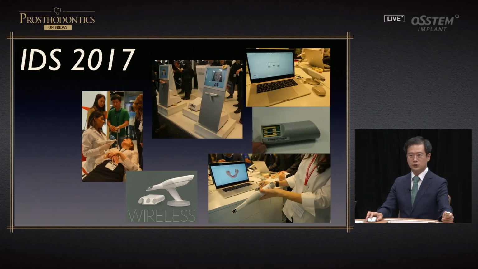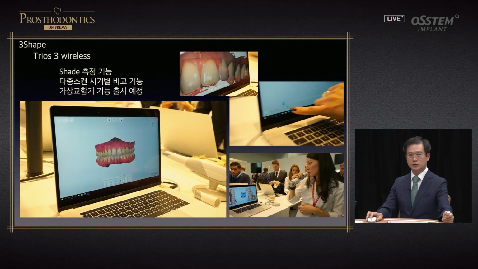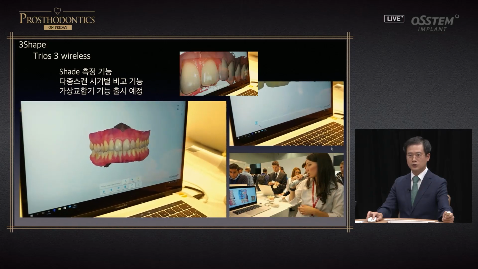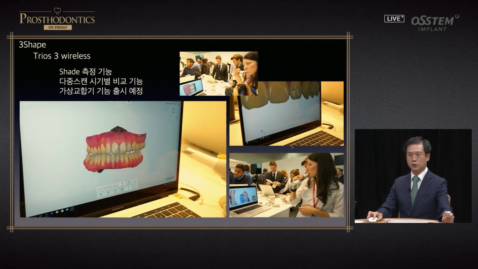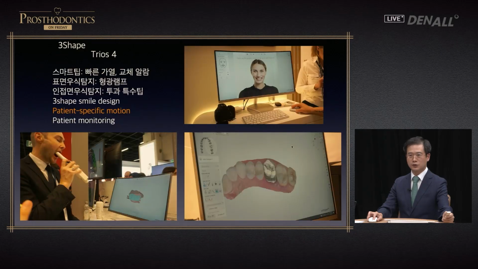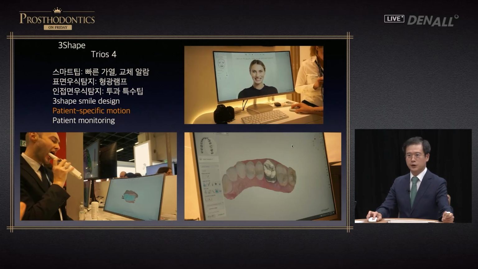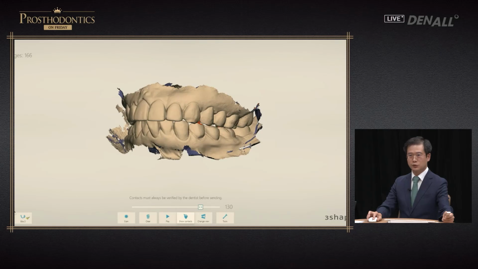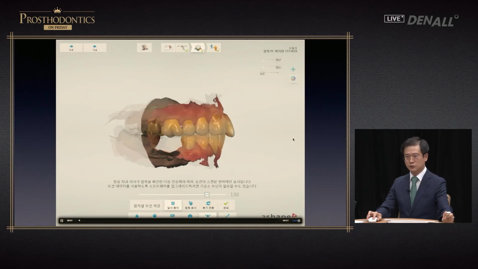The TRIOS scanner was introduced in 2017. It has functions where patient movements can be recorded. With advances in technology, these have become incorporated in the workflow. If you look over here, this is recorded and you can see the patient's movement like this. You can get a good prosthesis using these data.